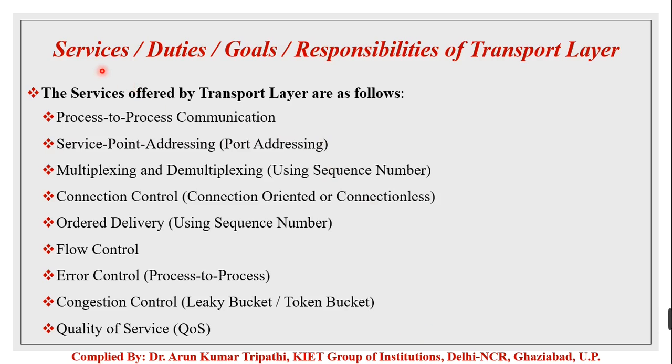Now, I am going to discuss the services, or you can say duties, goals, or responsibilities of the transport layer. The basic services offered by the transport layer are listed as follows. First service is the process-to-process communication. Next one is the service point addressing, also known as service port addressing, then multiplexing and demultiplexing, connection control, ordered delivery, flow control, error control, congestion control, and quality of service. We will discuss each service one by one in detail.